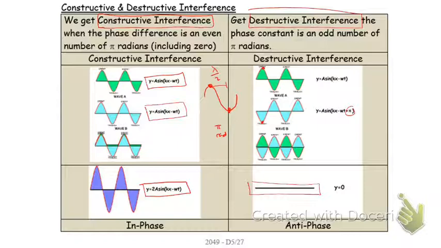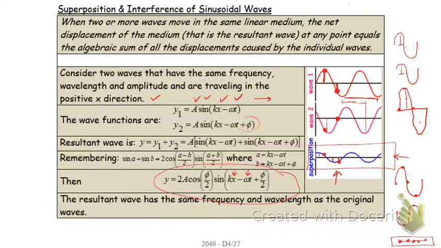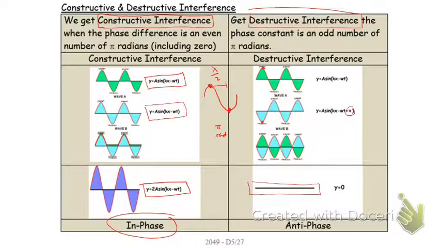Now, when they're aligned, we call them in phase. When they're a little bit out of phase, that's just a little bit out of phase. But when they're perfectly out of phase, we call it antiphase.